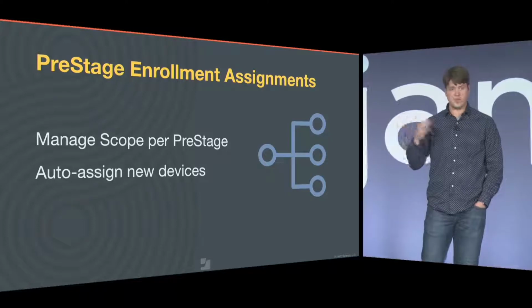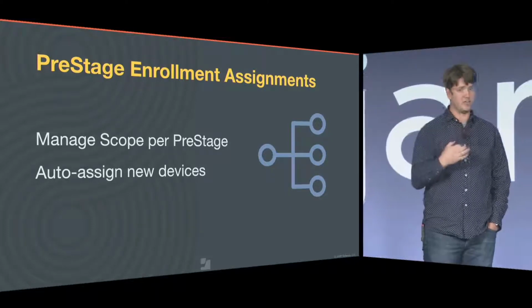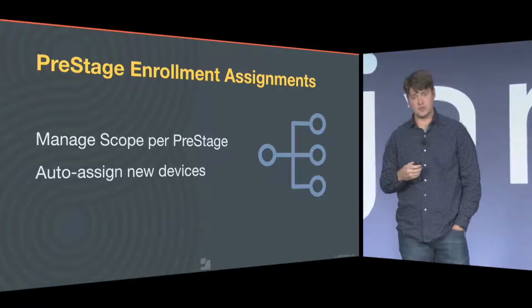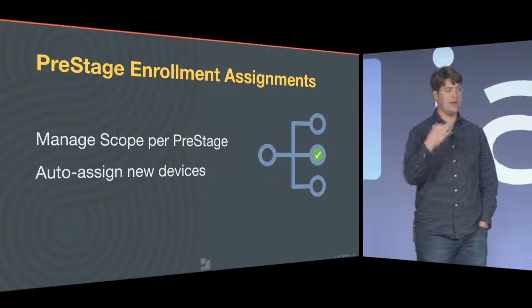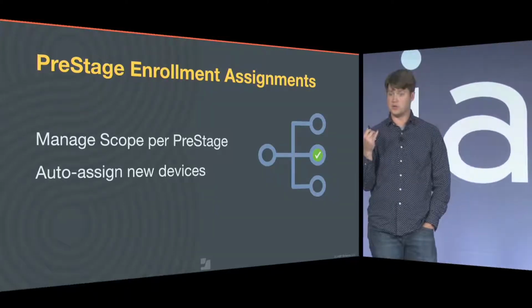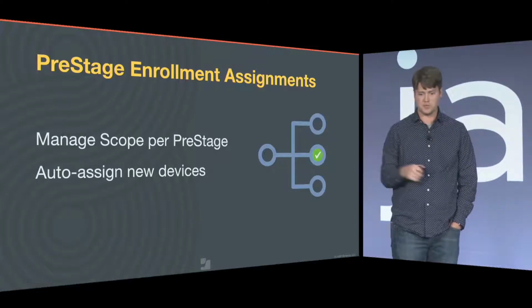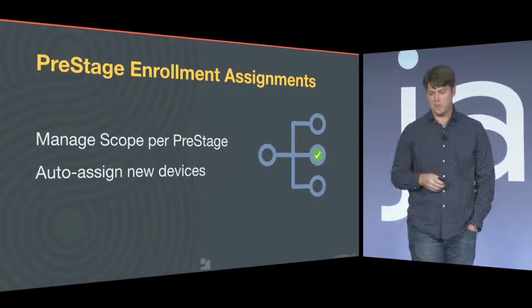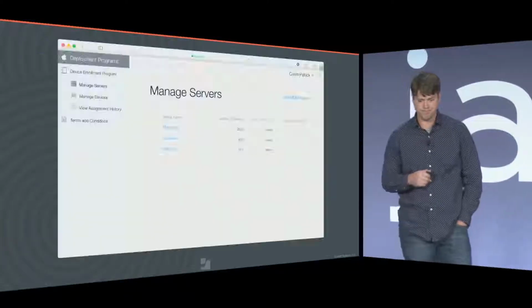There's then this one-to-many relationship that exists, right? So I manage the scope by managing my PreStage enrollments. There is the option of doing auto-assign, meaning any new devices added to an MDM server can automatically get put into one of those offices, as we saw earlier. I can only do that auto-assignment once per MDM server, and then sort of manage exceptions from there, but know that I can have a one-to-many relationship and then adjust those all within Jamf Pro.